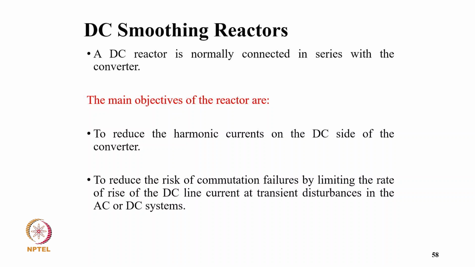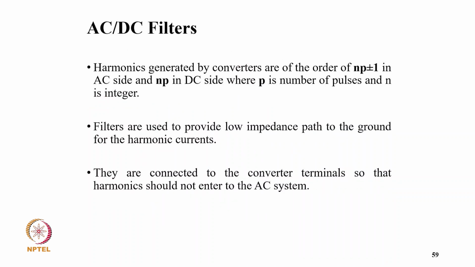Coming to the DC smoothing reactor, a DC reactor is normally connected in series with the converter. The main objectives of the reactor are to reduce the harmonic current on the DC side of the converter and to reduce the risk of commutation failure by limiting the rate of rise of DC line current at transient disturbances in the AC or DC system.